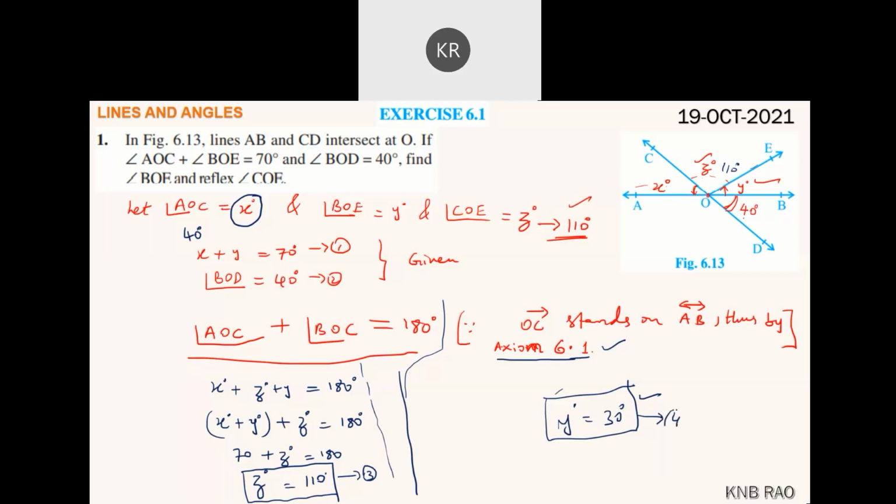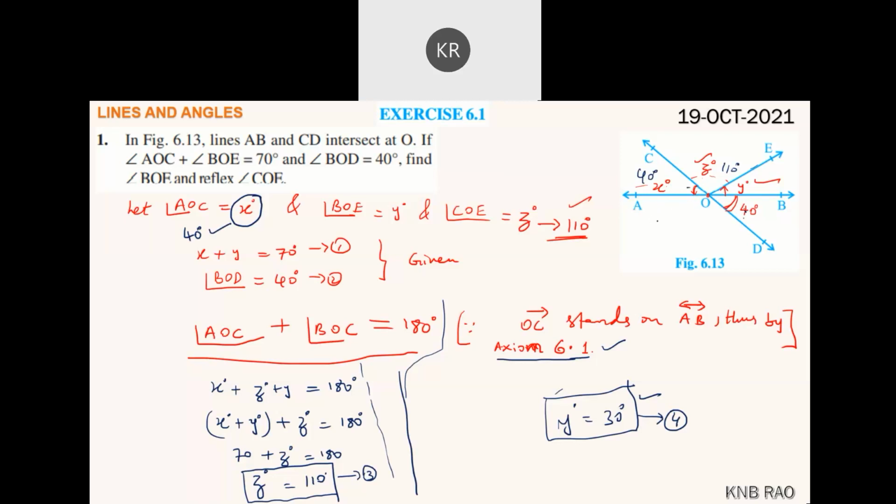Sir, there it says that angle AOC plus BOE is equal to 70 degrees. Then directly we can do 70 degrees. If x is equal to 40, then angle y will be 70 minus 40, like that, sir. Chirag, 40 degrees he found from the vertically opposite angles using theorem 6.1. Vertically opposite angles are equal.